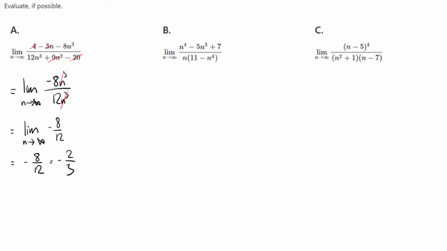In B, same approach. We're going to eliminate any terms of lower degree, so this one and this one and this one. We're going to keep this n because that n is actually multiplied by the n to the power of 4. So we're going to keep that, and we're going to get the limit as n tends to infinity. In the numerator, we're left with n to the power of 4. In the denominator, we have n times negative n to the power of 4.